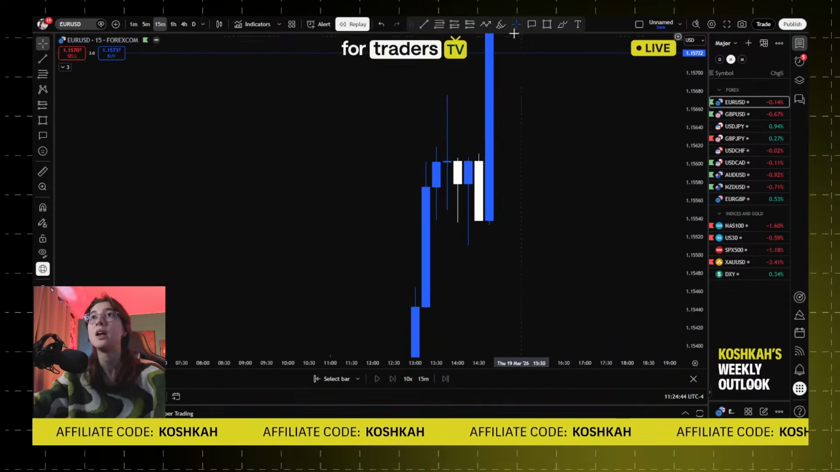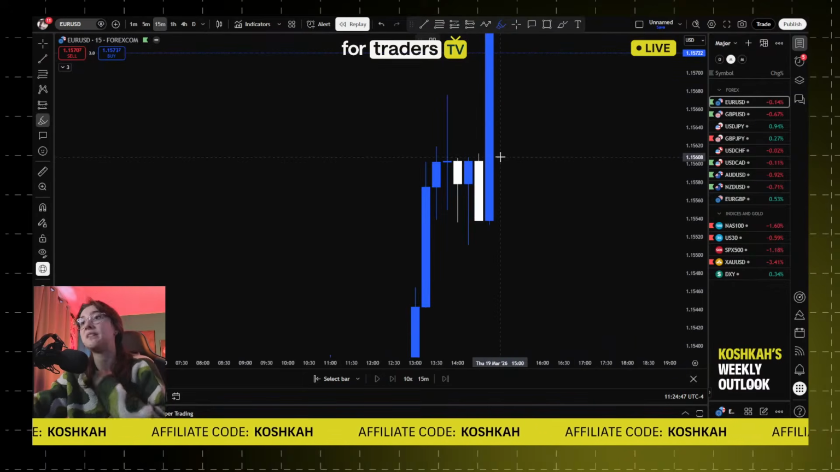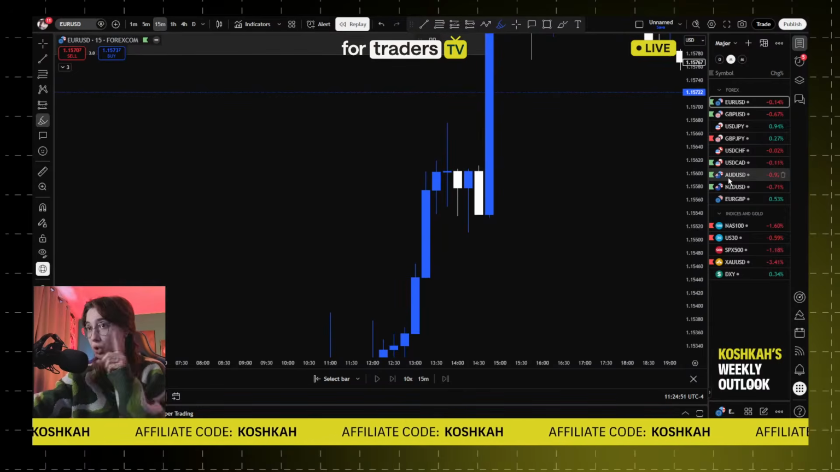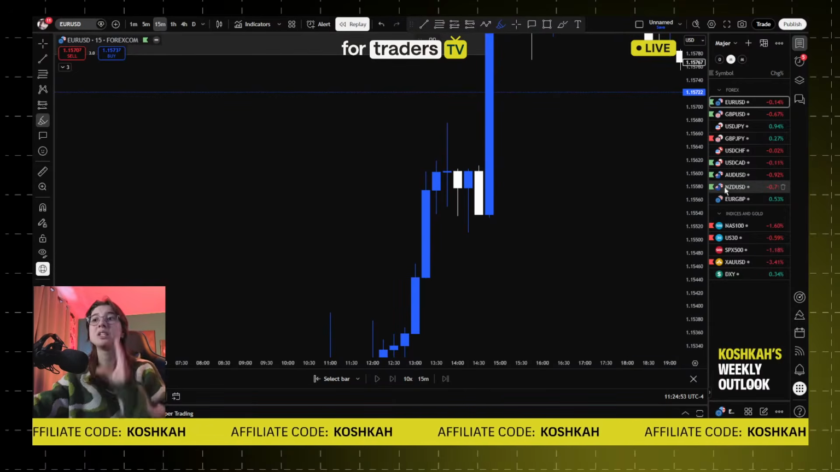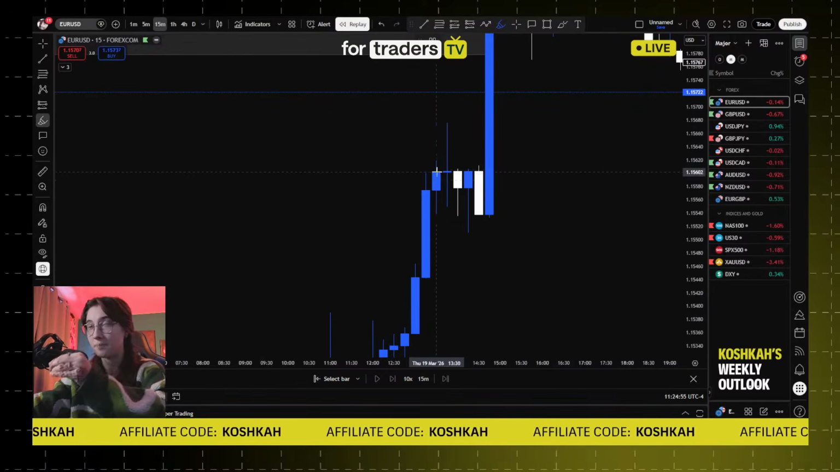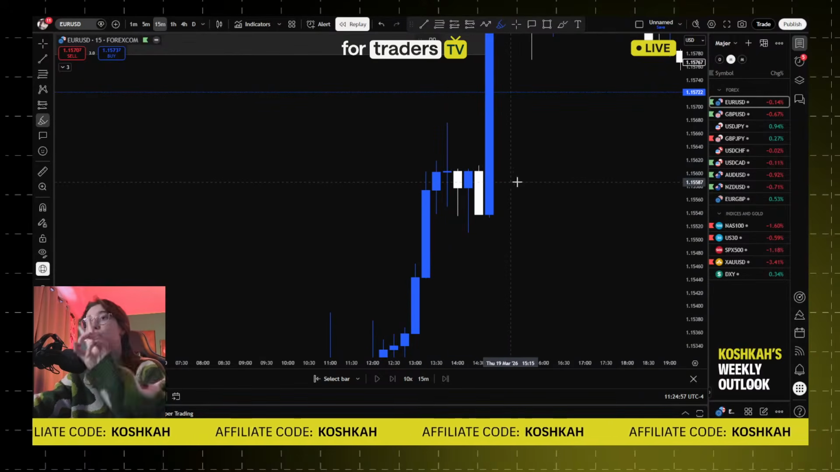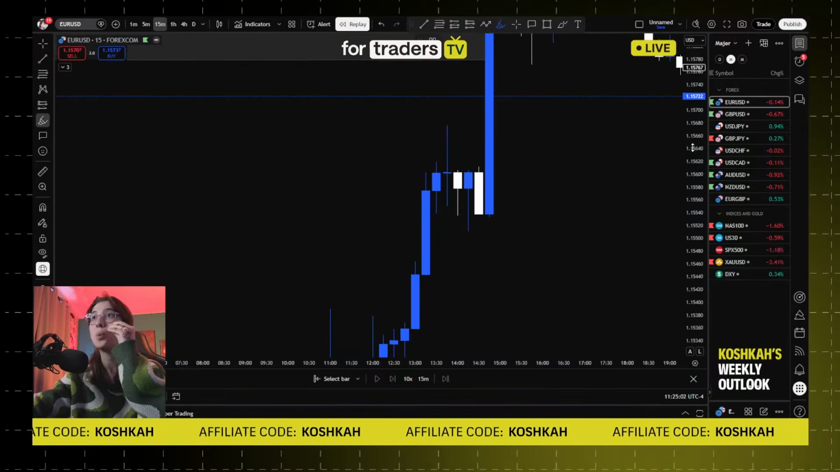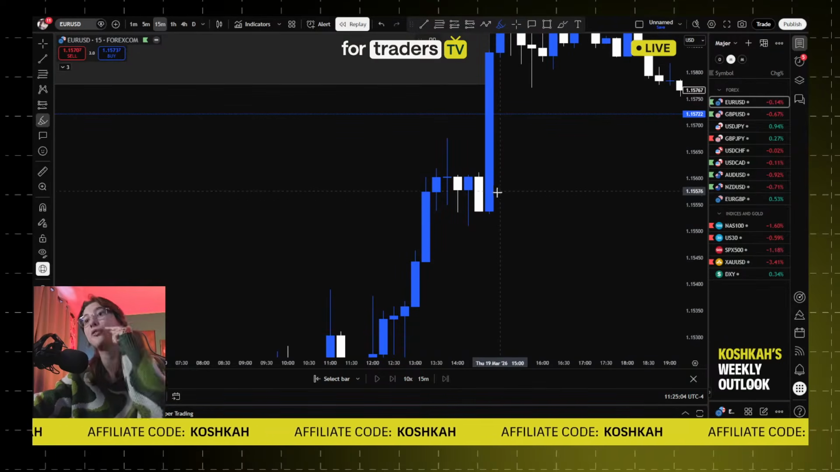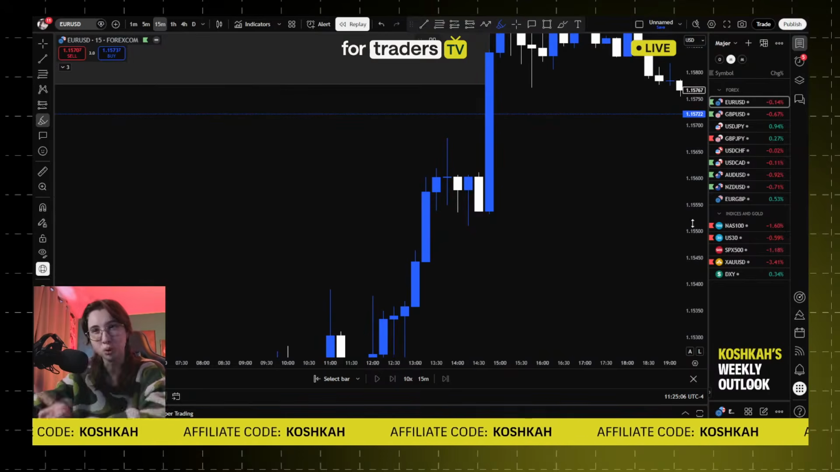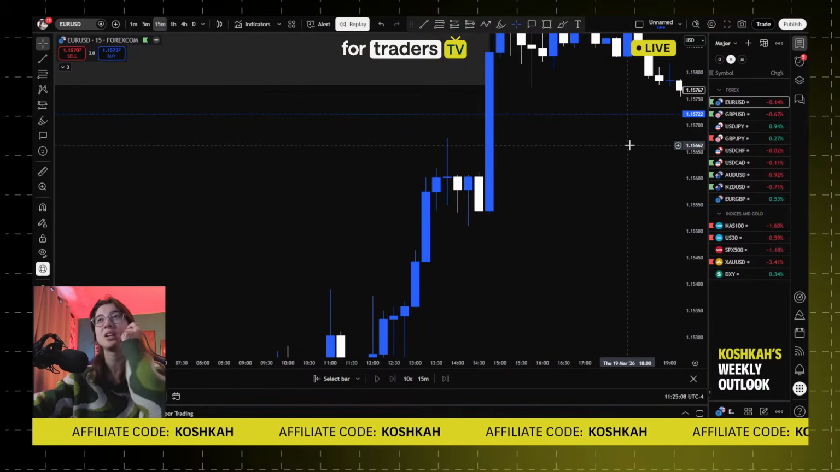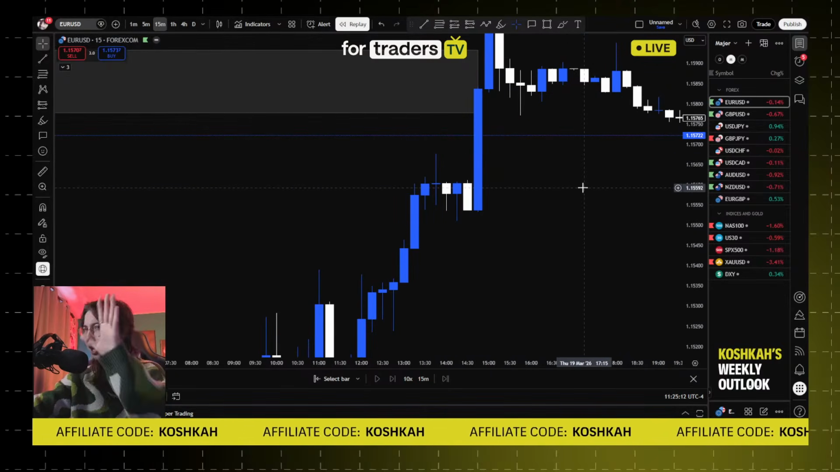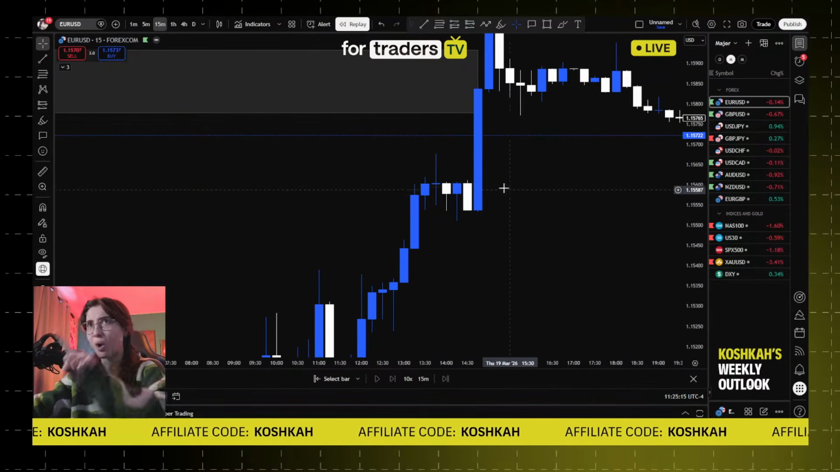For me to consider it a valid pullback, we need really simple rules. How you can identify a valid pullback is pretty simple. On the lower time frame, I want a minimum of 2 candles of the opposite direction pushing down without closing above the first one that initiated the move. Now you'll tell me, I completely didn't understand what you just said. Don't worry about it. We're going to explain it right now.